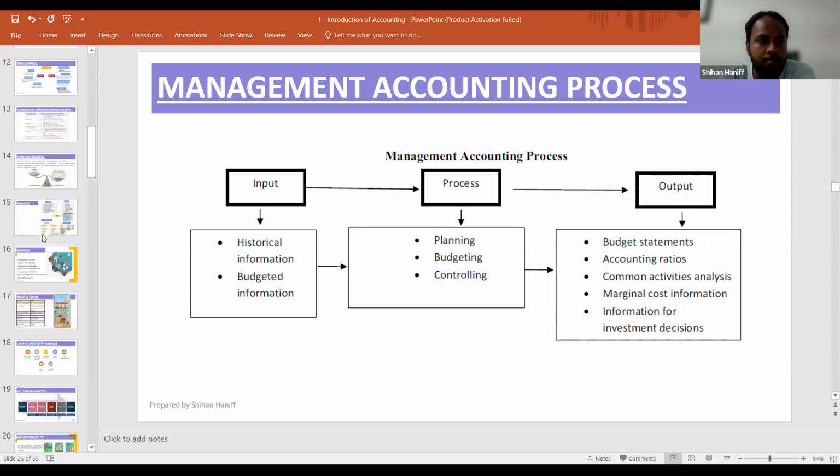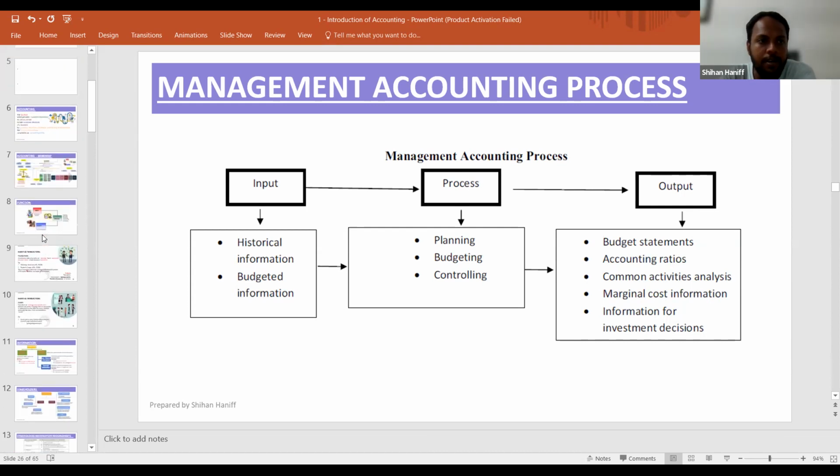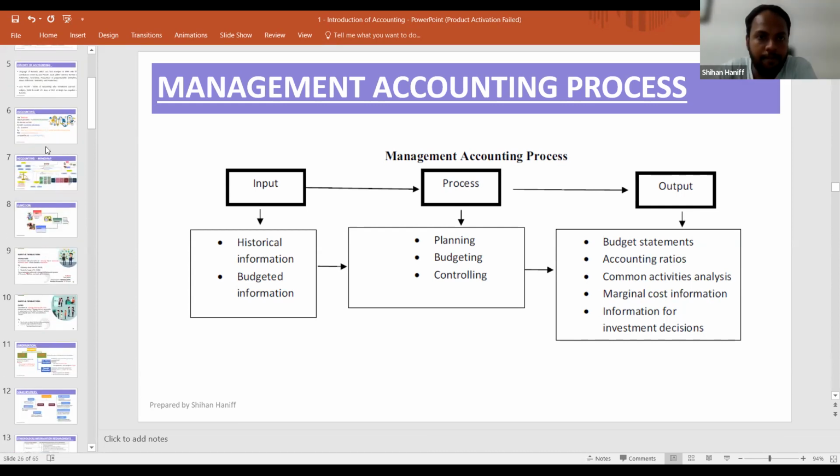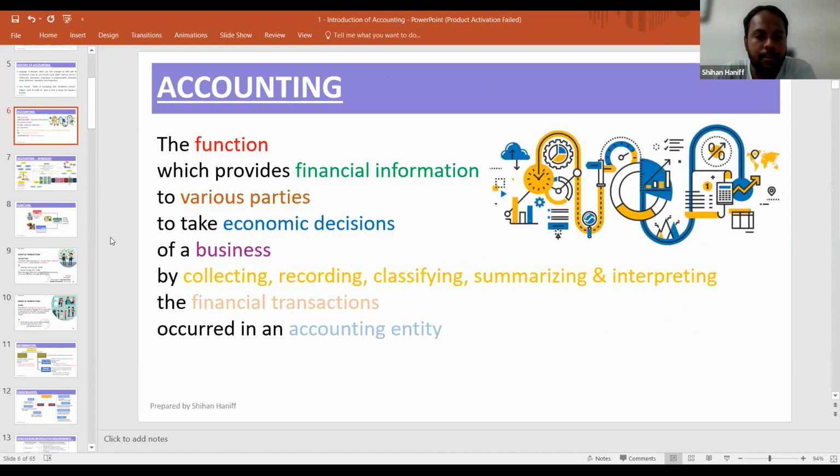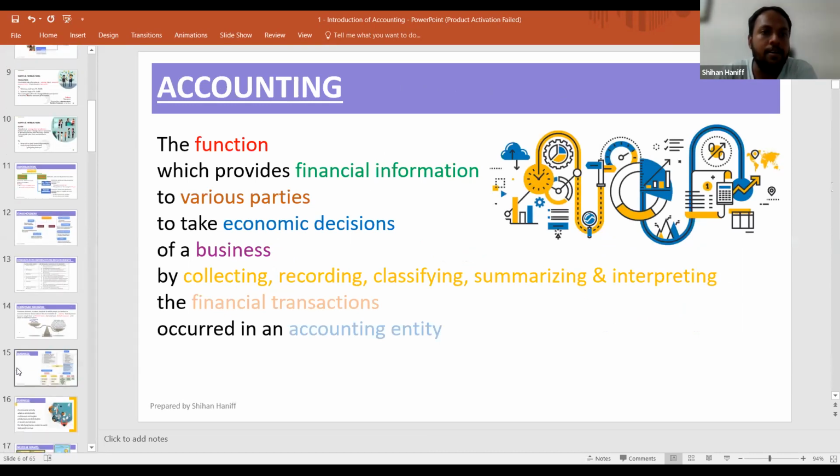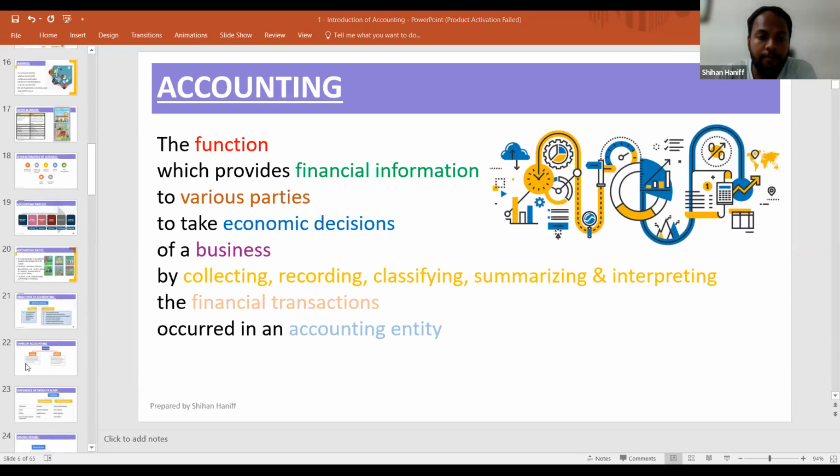So I hope you all understood the first part in this chapter. Is it clear for everyone? The accounting definition, and what is management accounting, what is financial accounting? When we do the questions, you will understand. Okay. From this chapter, you will always get MCQs.